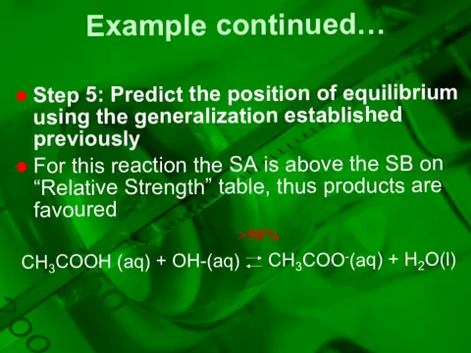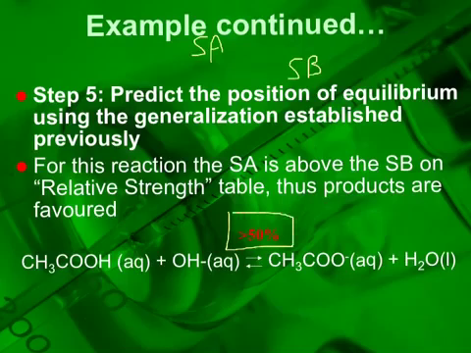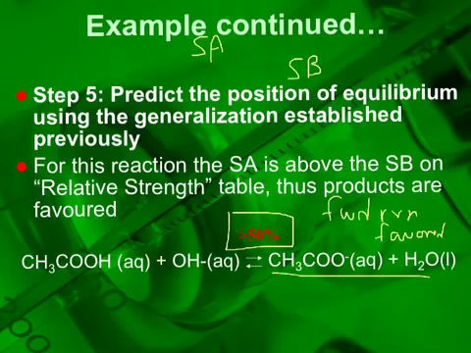And the last step in our example is to predict whether the products will be favored, that is the forward reaction, or the reactants will be favored, that is the reverse reaction. Here we see that our strong acid is above our strong base. Therefore, according to our rule, this reaction will happen more than 50% of the time. In other words, the forward reaction is favored. Or, to put it in other terms, the products of the reaction will be favored.